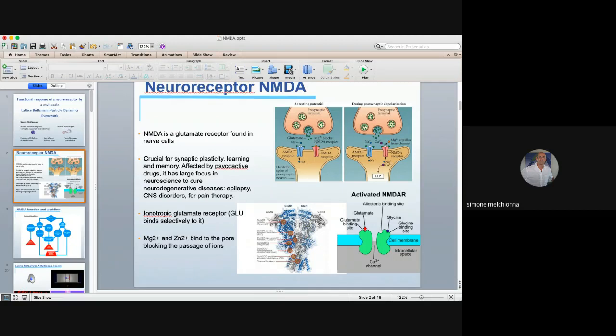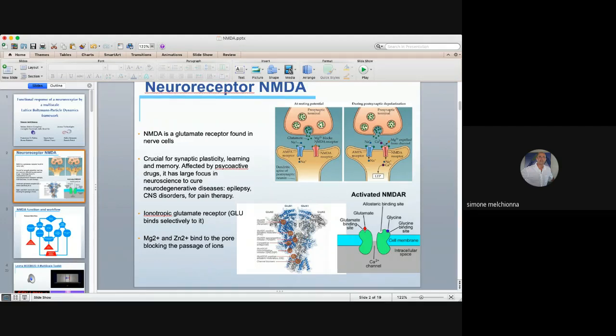receptor for drug discovery purposes, for sure, and to cure diseases like epilepsy, central nervous system disorders, and also for pain therapy. So what is NMDA? NMDA is a protein, a receptor sitting at the cell membrane. It binds glutamate, which is its natural binding molecule, and it's also shaped a bit like a mushroom. So there is a transmembrane part and a cis and a trans side.